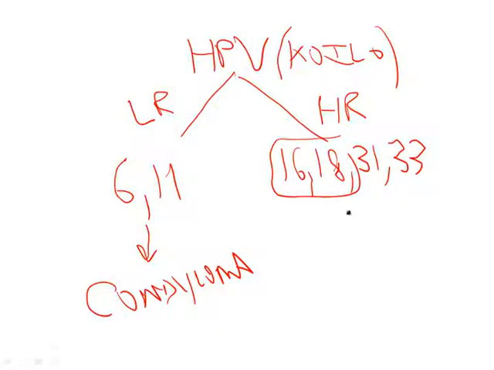And then the high risk, the key problem with high risk is that when patients get exposed to the virus, they'll get the infection, and as they have the infection, it'll progress, and the main problem will be that the patients will get dysplasia over time, and that dysplasia can eventually become carcinoma.